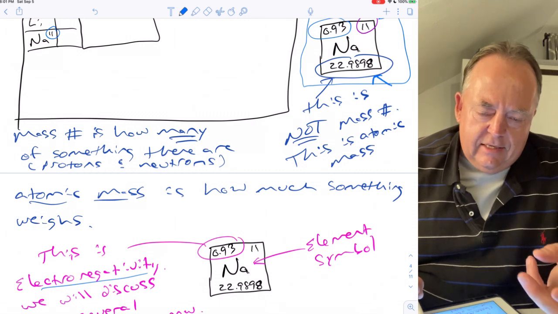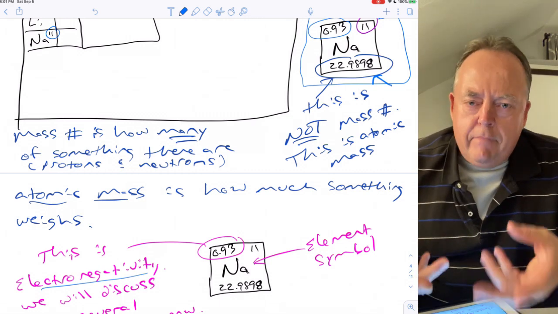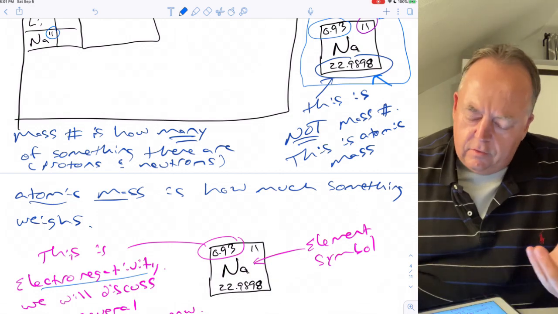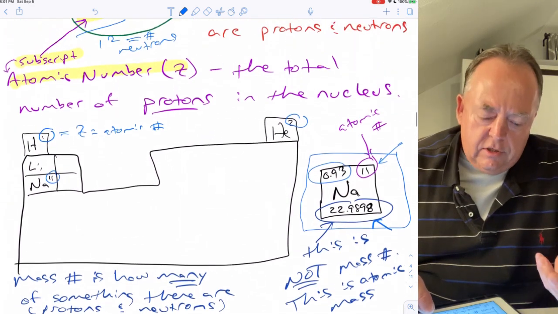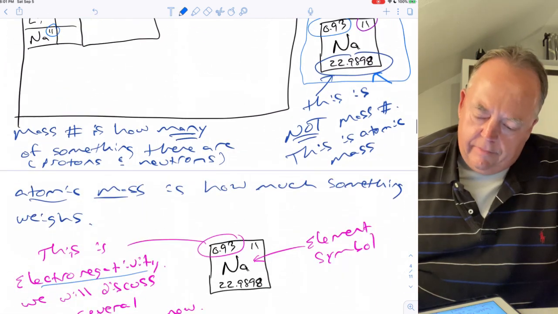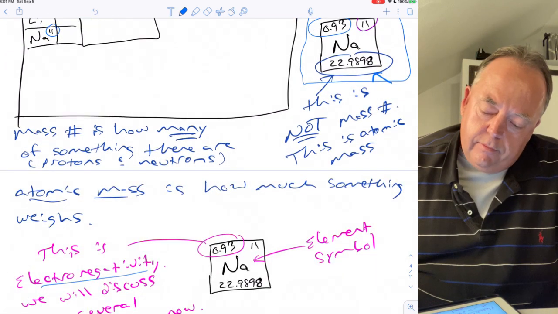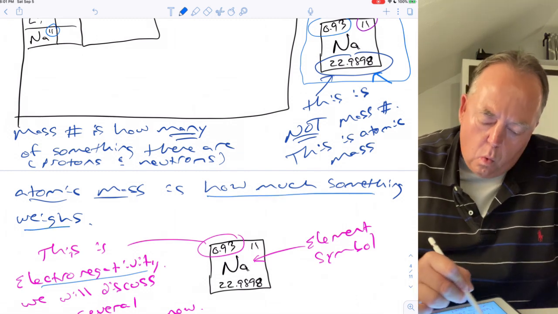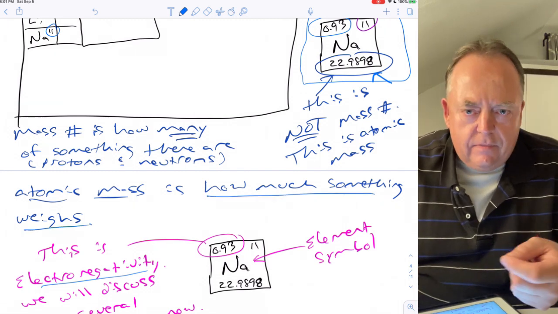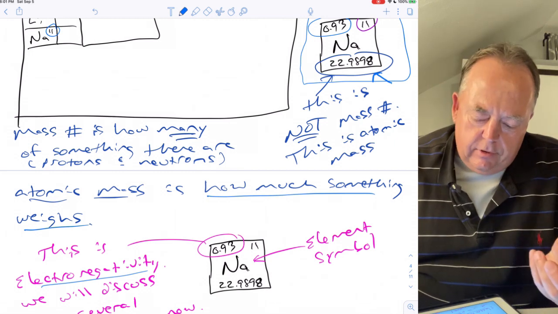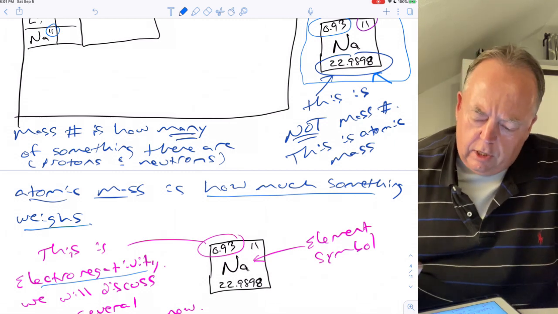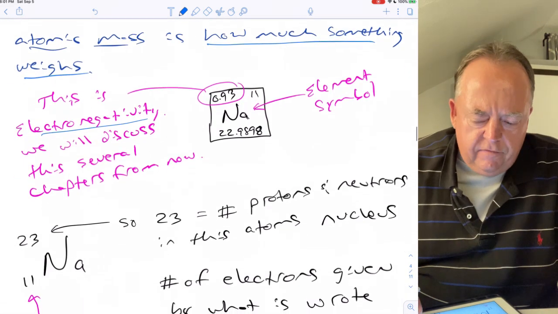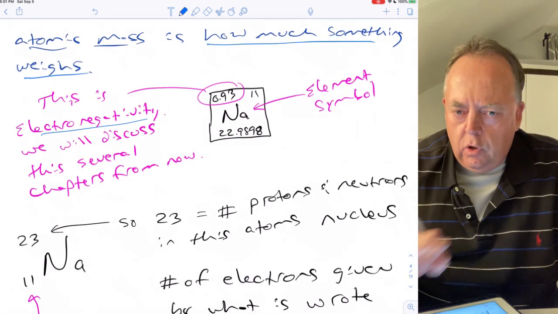So mass number is a number of things. It's how many of something there are. In this case, how many protons and neutrons there are, right? There's 11 protons, 12 neutrons, so equals 23. The number at the bottom in the element symbol in the periodic table is the atomic mass. The atomic mass is how much something weighs, right? So it's not how many of something there are, which is mass number, it's how much something weighs. And we'll talk about atomic mass later. So don't get the two confused. Mass number and atomic mass is totally different.